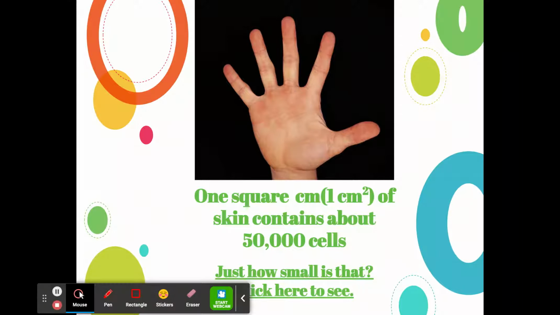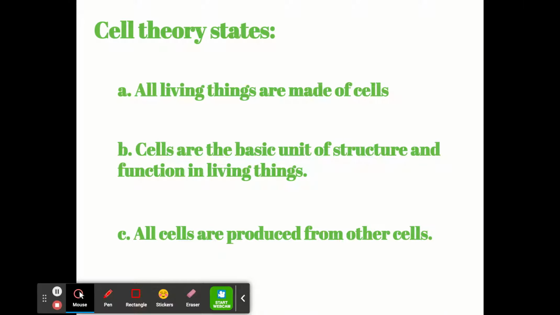So cells are, we know that the cell theory tells us that all living things are made up of cells. They are the basic building blocks of all living things, whether those living things are unicellular, single celled organisms, or whether they're multicellular like you and me. So we have trillions of cells in our body.